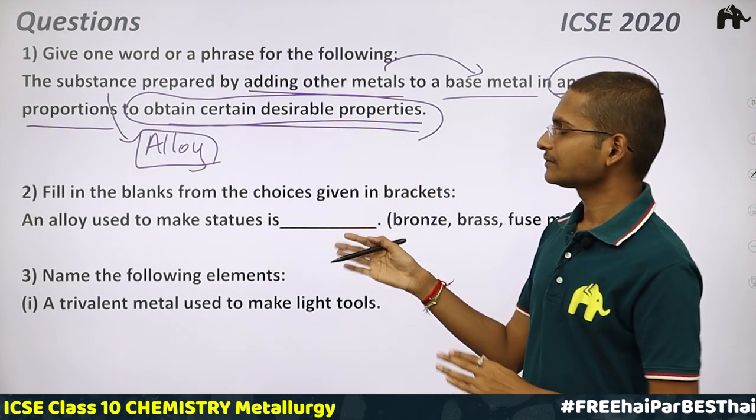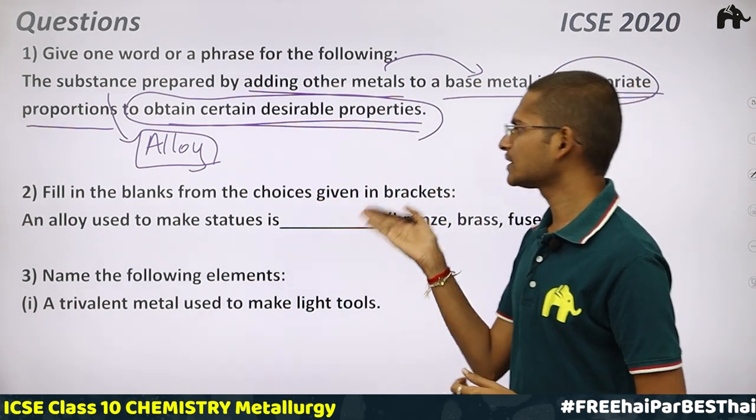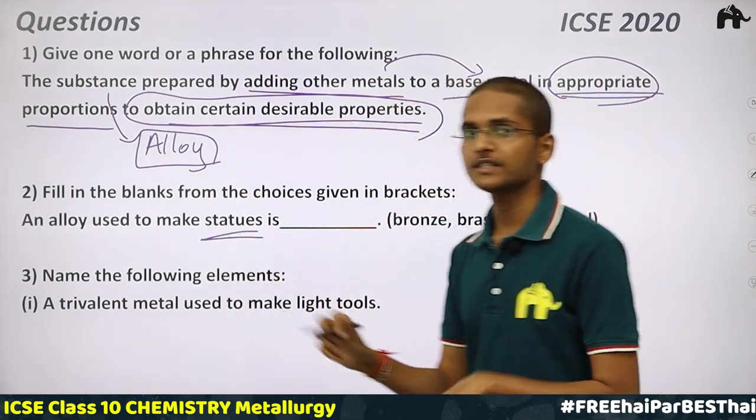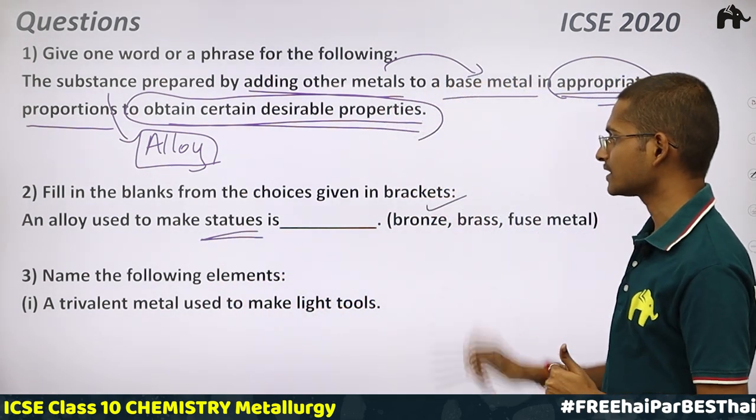Okay, then fill in the blanks from the choices given in the brackets. An alloy used to make statues. So just now we have seen statues, bronze statues, right? So bronze is the answer.